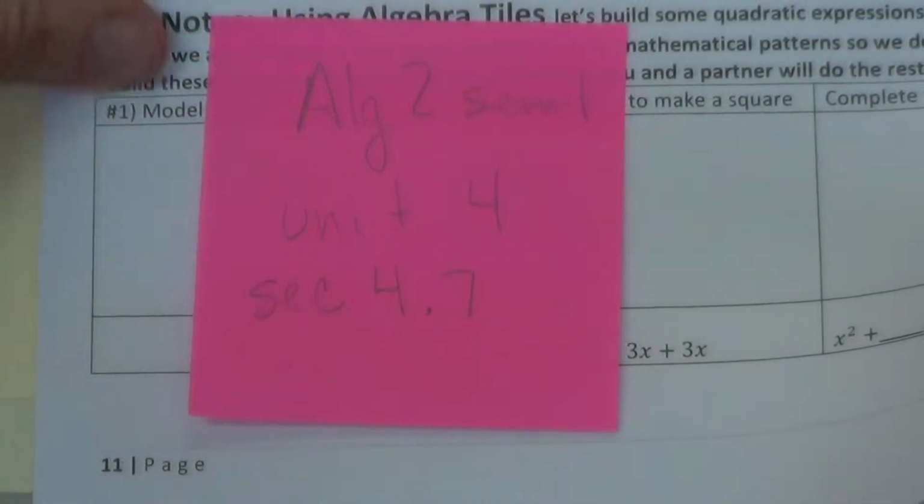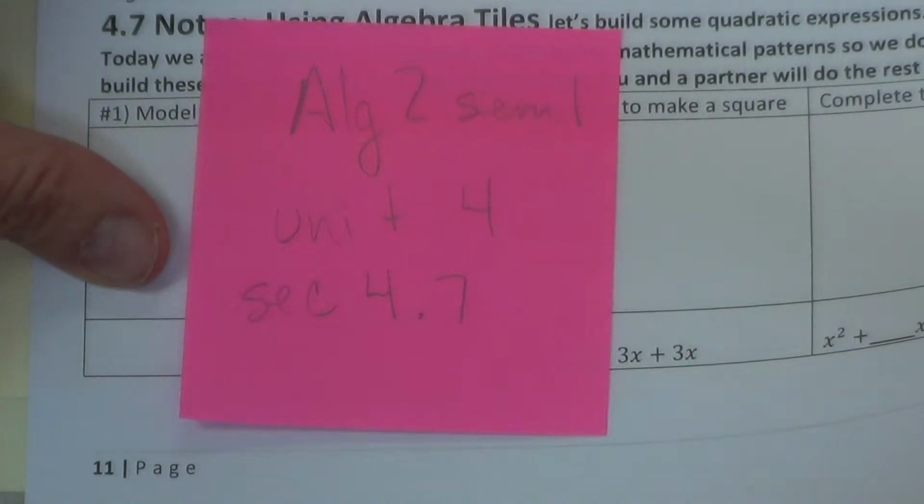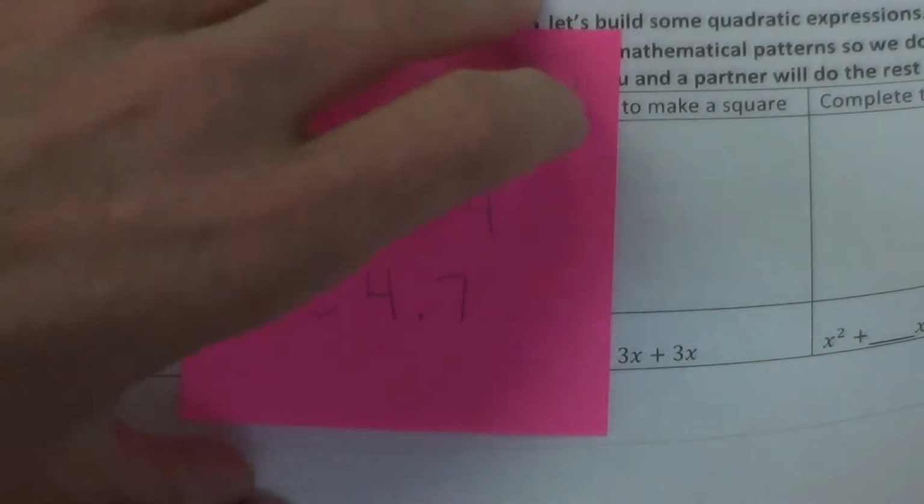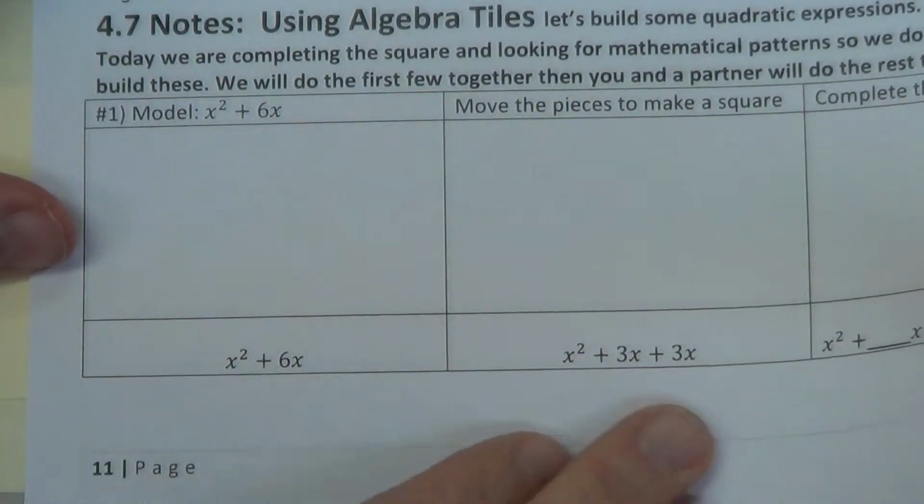Welcome to Algebra 2, Semester 1, Unit 4, Section 4.7. This morning, what we're going to be working on is using algebra tiles to complete the square.